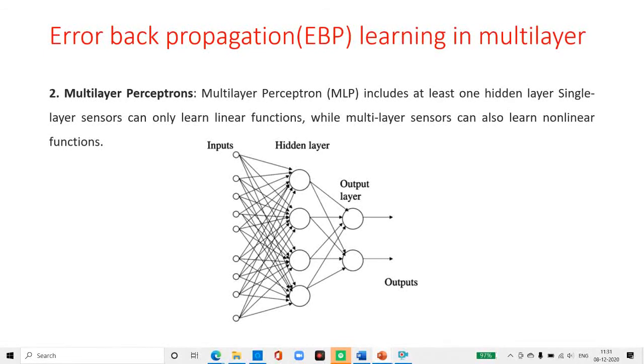What is a multi-layer perceptron? The multi-layer perceptron, that is the MLP, includes at least one hidden layer. Single layer perceptrons can only learn linear functions, while multilayer perceptrons can also learn non-linear functions. So this diagram shows the multilayer perceptron with input layer, hidden layer, and output layer.